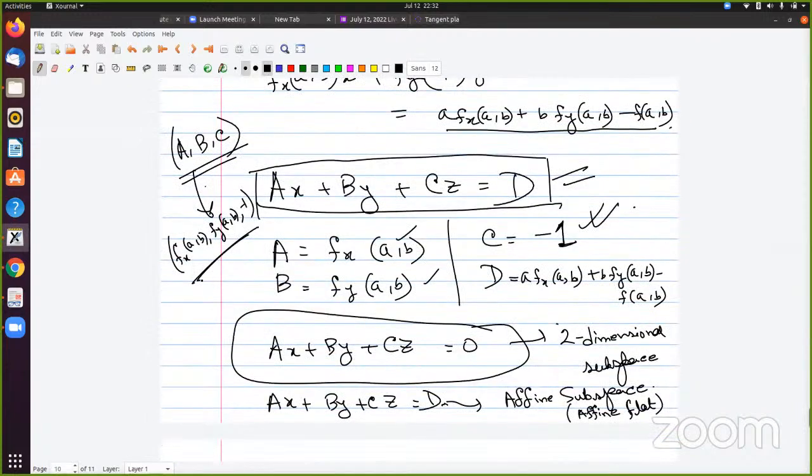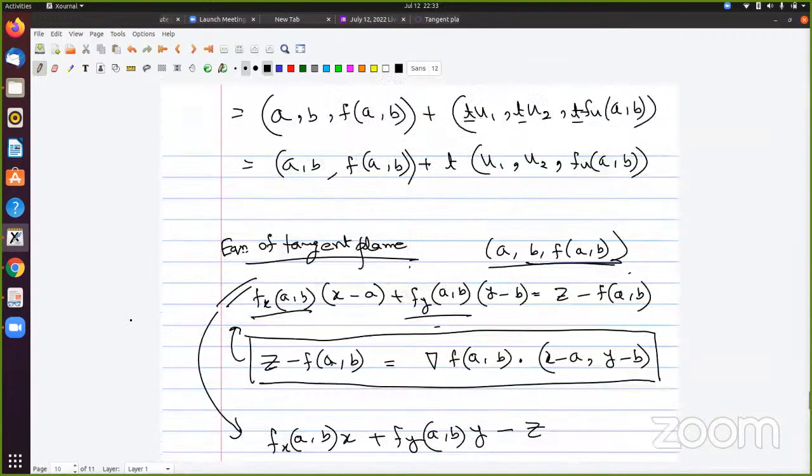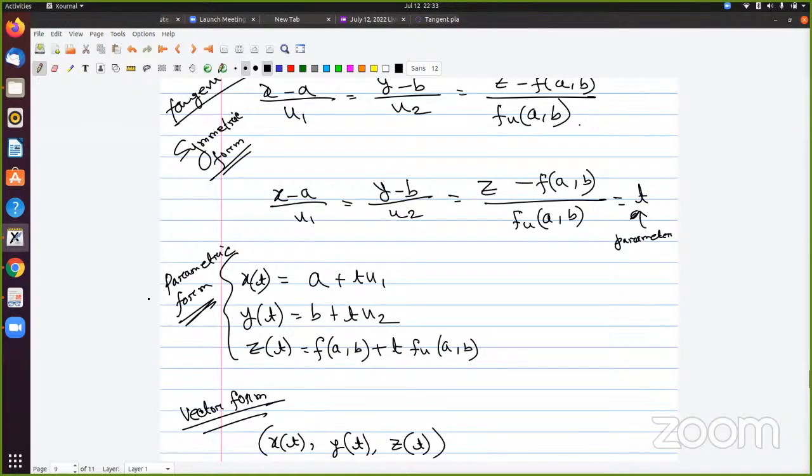Sir, may I ask a question? Yeah, sure. In the tangent plane, it was x, and even in the line, it was x(t). What does the t denote? This t, this bracket t.